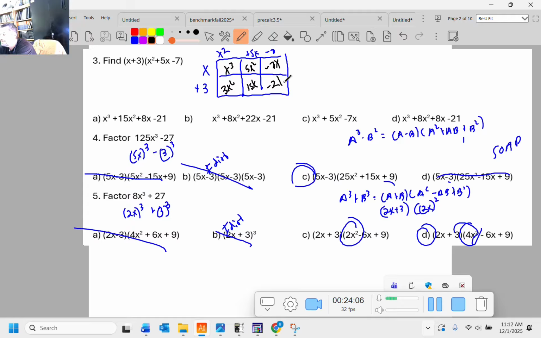I just put stuff together, right? I know I got an x cubed. That doesn't do me any good. If I put those two together, I think I have 8x squared. So gone, gone. 15 minus 7 is 8. There you go. Choice D.